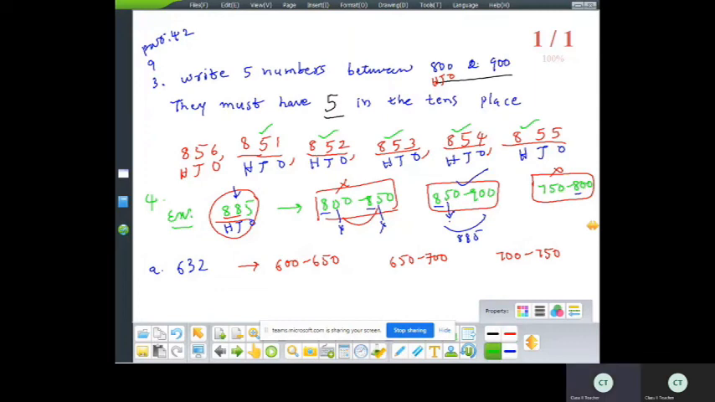See, 1, 10, 100. In the given number, the digit in the hundreds place is 6. Here is there, here is there. There is no digit 6 in the other options. Means our answer lies in between here or here.